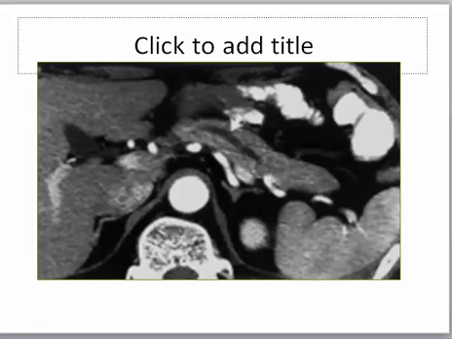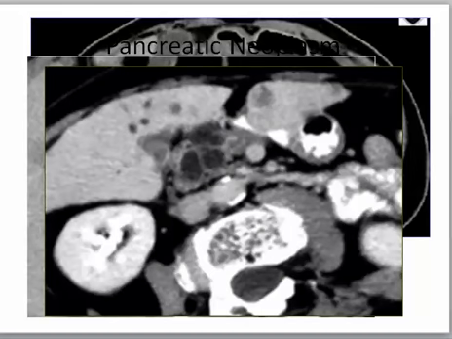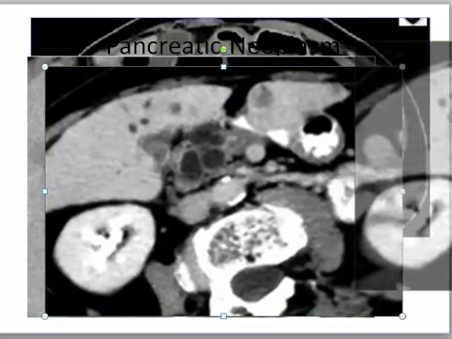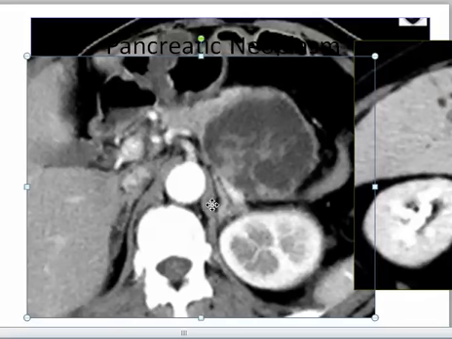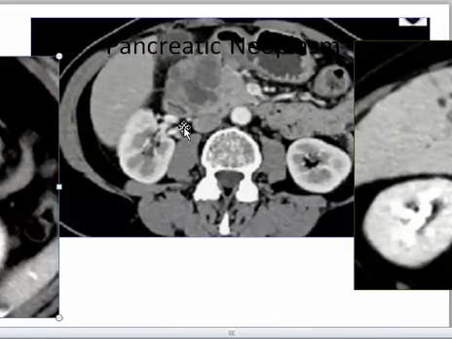Here we can get the pancreatic duct dilated, and this is common in chronic pancreatitis. This is an example of a pancreatic neoplasm, where we find this serous cystadenoma. Another example of a pancreatic neoplasm at the tail. And the third example is a pancreatic tumor at the head.